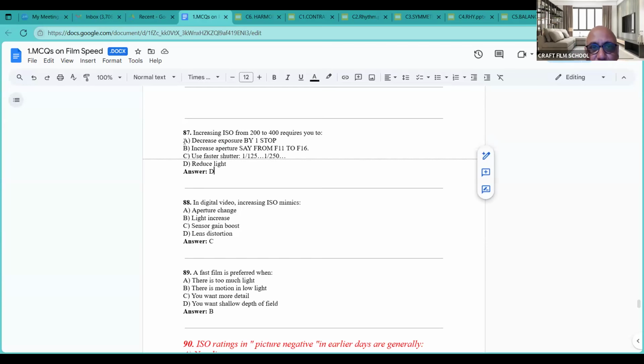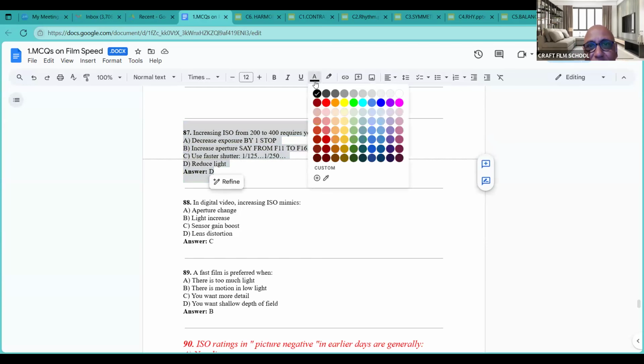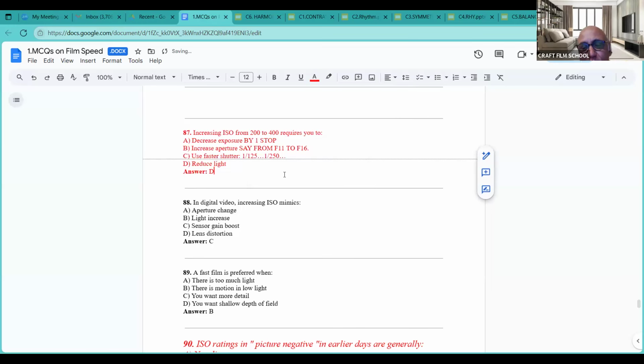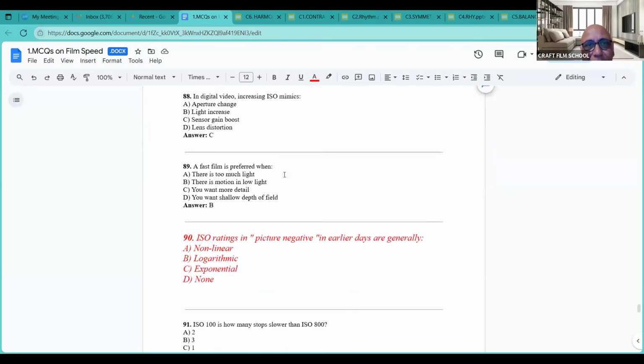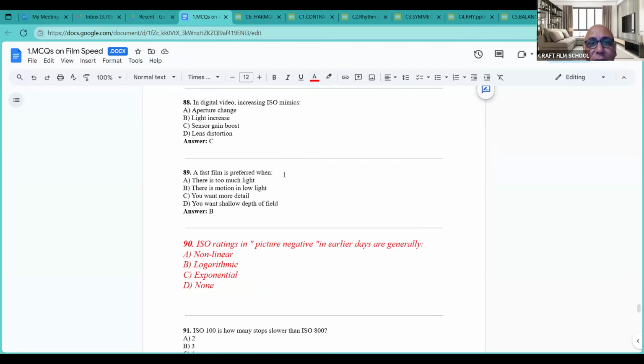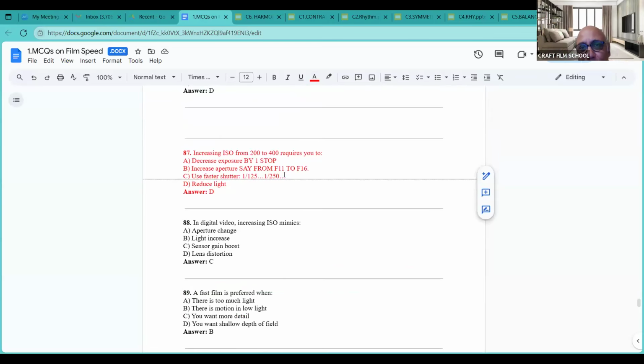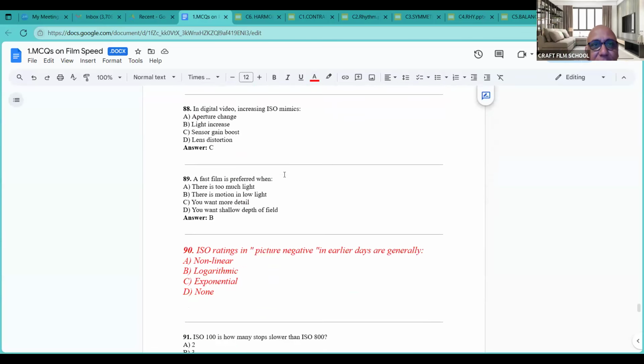I will reformulate this question so that it will be less confusing. I am just avoiding it now for the timing, because this question is not correctly formulated by him. I'll reformulate it and send it across to you because it is very confusing right now. In digital video the idea is the same, but he has not formulated the question, so let me reformulate it.